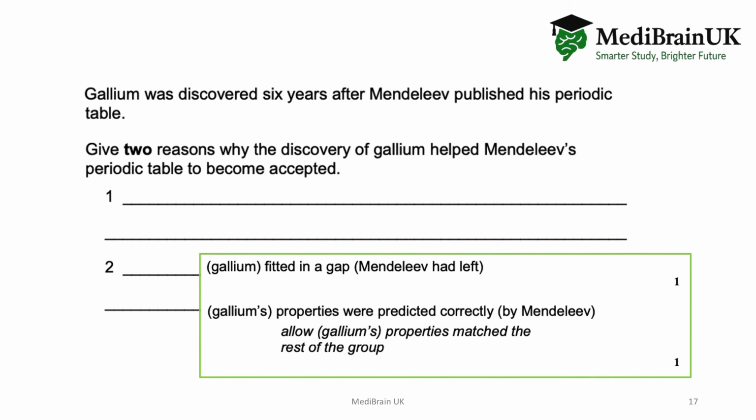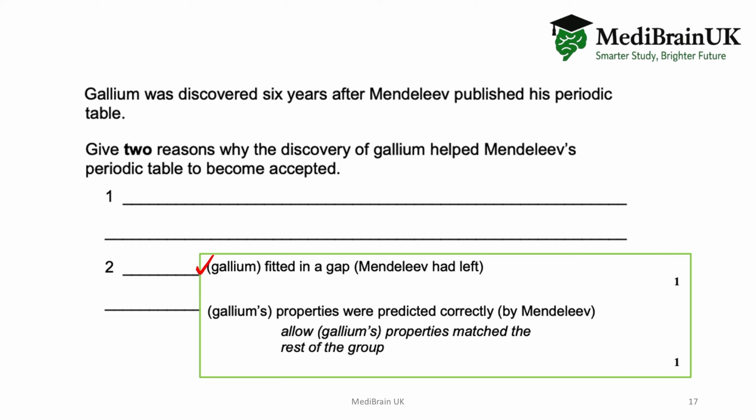So putting this into a mark scheme answer, what did Mendeleev do in terms of gallium? So he left gaps within his periodic table. When gallium was discovered 6 years later, gallium fitted the gap that he left within his periodic table. That's the first thing that you have to say.